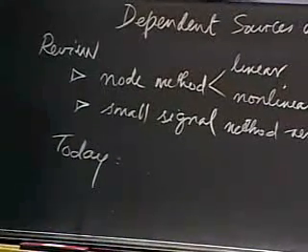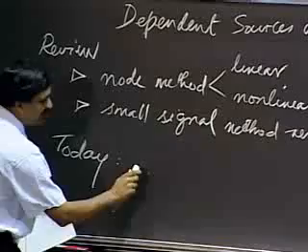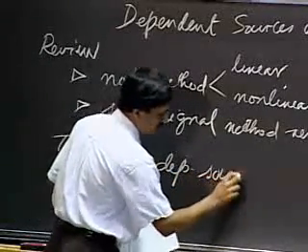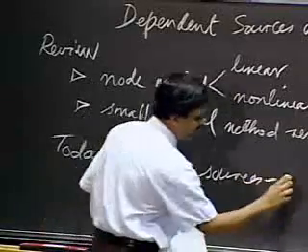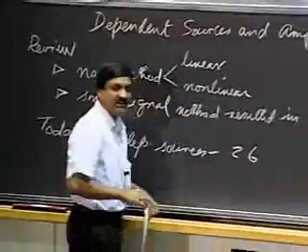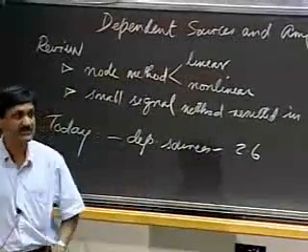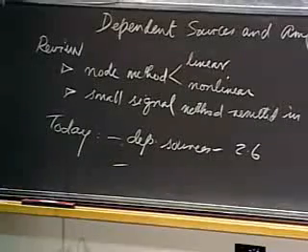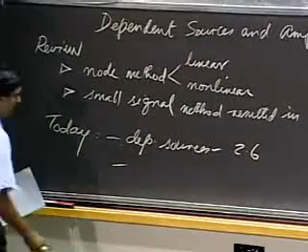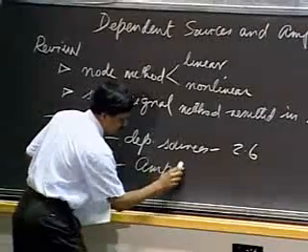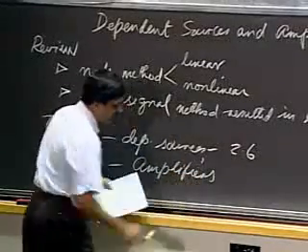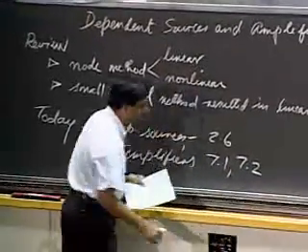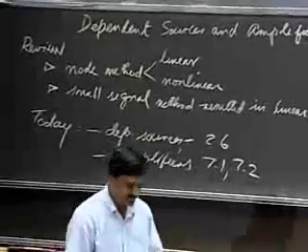So today, we're going to do a couple things. We're going to look at dependent sources. And the reading for this is section 2.6 of your course notes, and the dependent source will be a new element in your tool chest. We will also do amplifiers. And amplifiers are in section 7.1 and section 7.2 of your course notes.